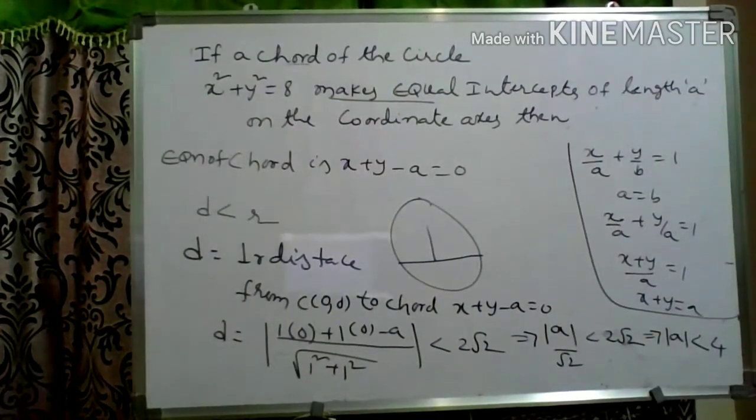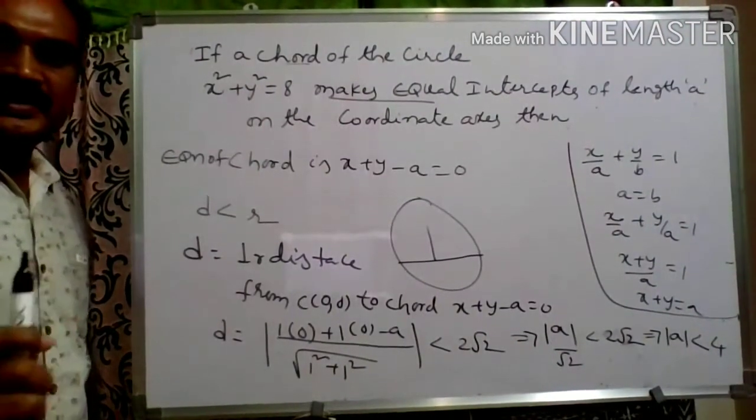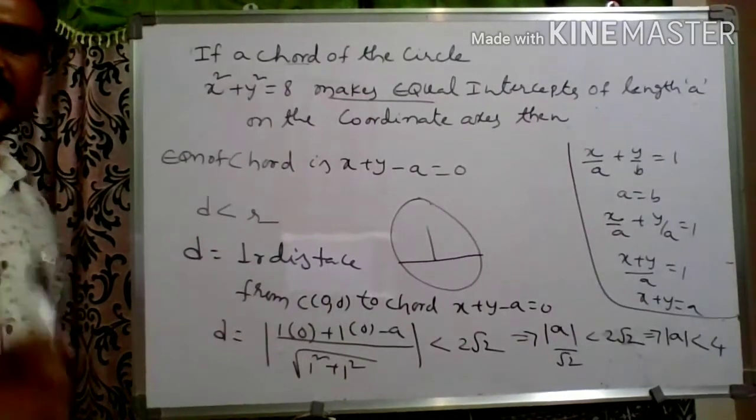Students, intersect the circle, D less than R. Does not intersect the circle, D greater than R. Touches the circle, D is equal to R.